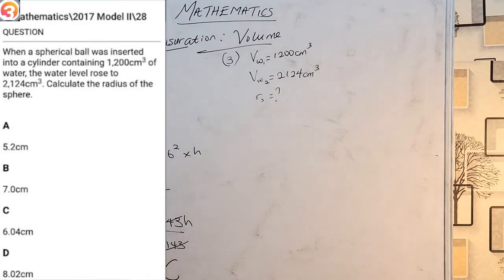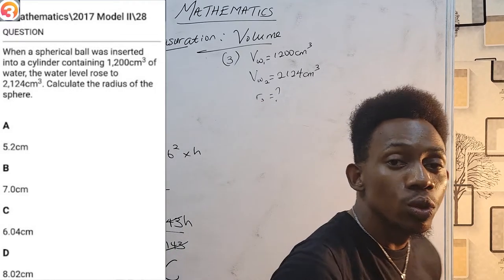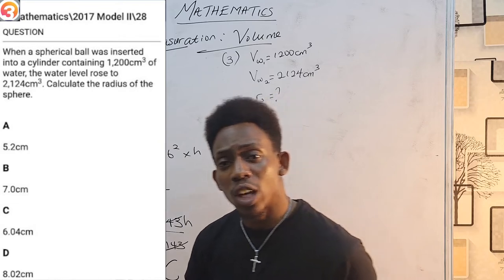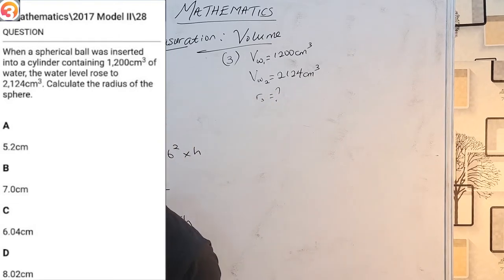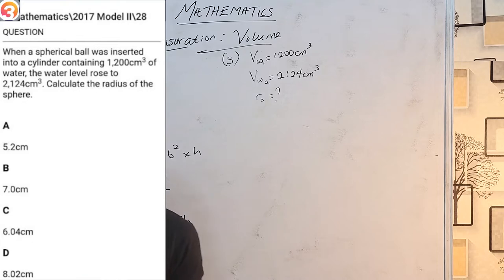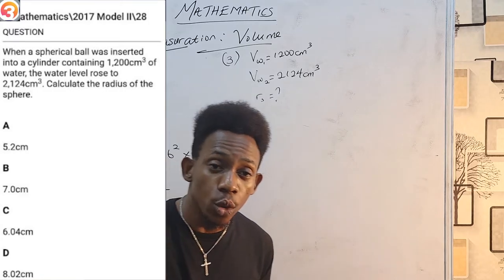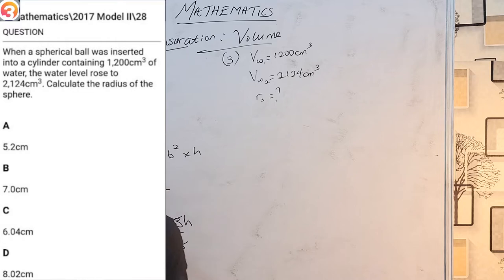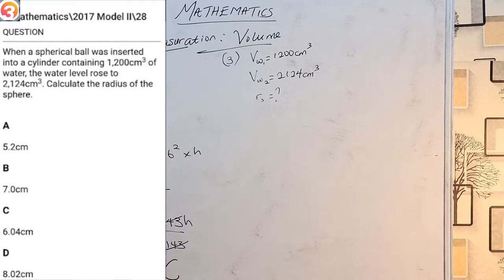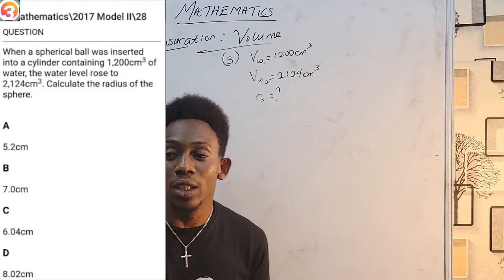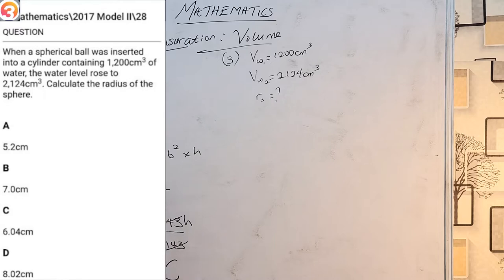Now, this might seem a bit tricky, but you simply have to know, once you insert any object into a container of water, the water will always rise. And that rise is because the volume of that object is being added to the volume of the water. That means, if the volume of water was, say, 100, and when I added this, it became, let's say, 500, that extra 400 must have come from the object. So the volume of the object is 500 minus 100, which is 400.